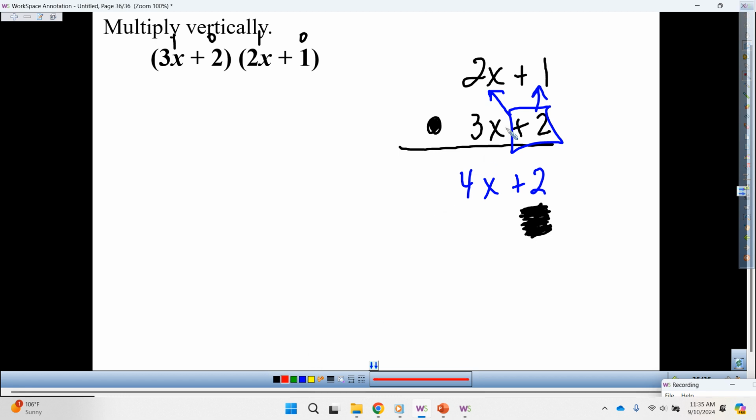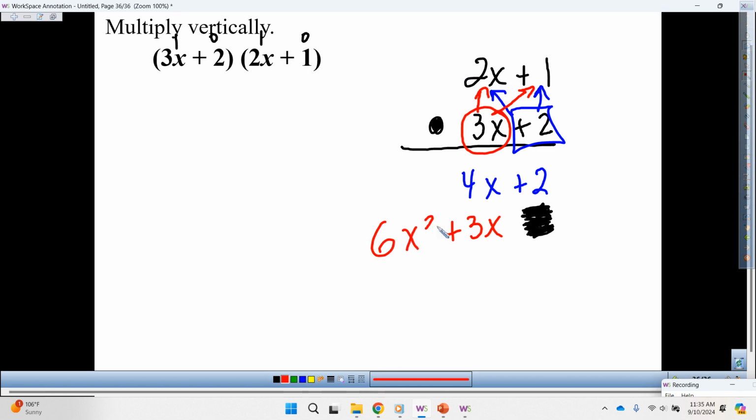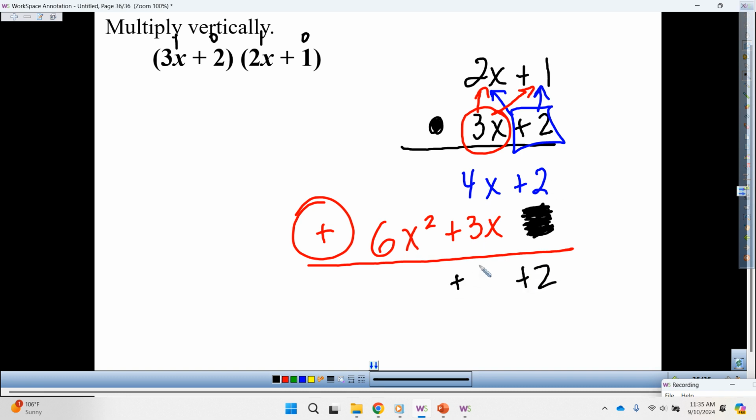Now we multiply. What is 3x times 1? Positive 3x. What is 3x times 2x? 3 times 2 is 6. X times x is x squared. Now we combine. Therefore, bring down the 2. 3x plus 4x is 7x and 6x squared. All right? Send me that on your screen, please. I want to see your work.